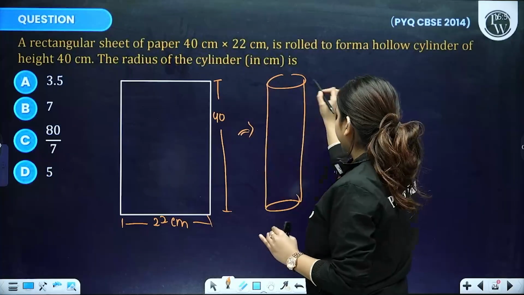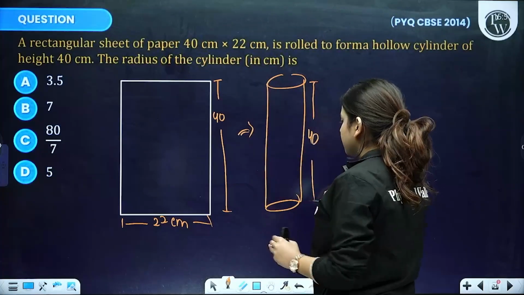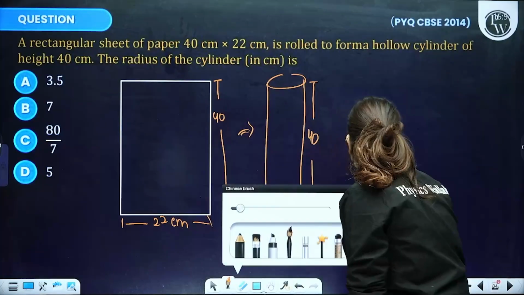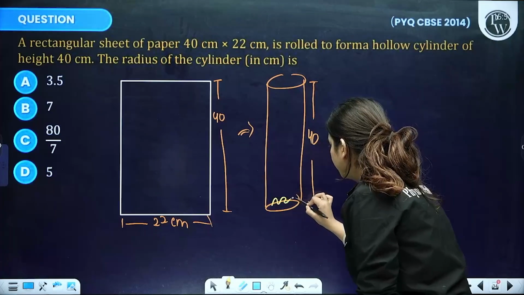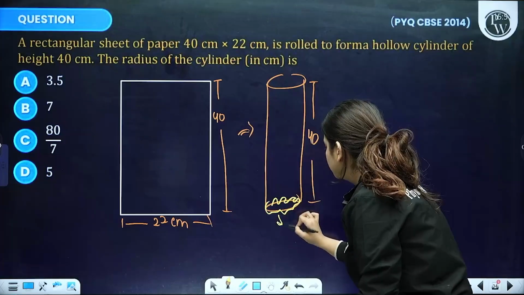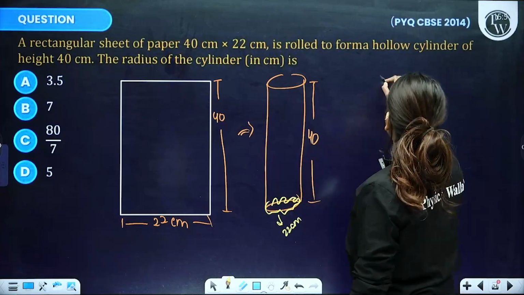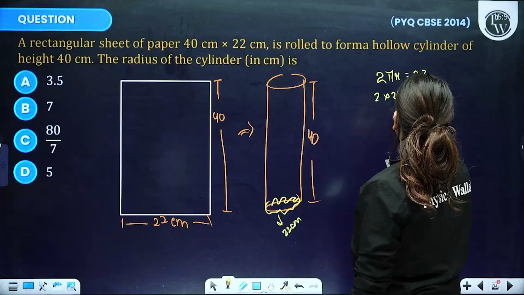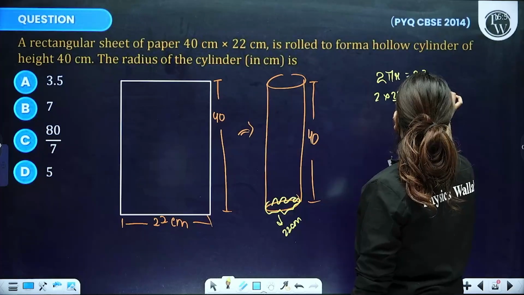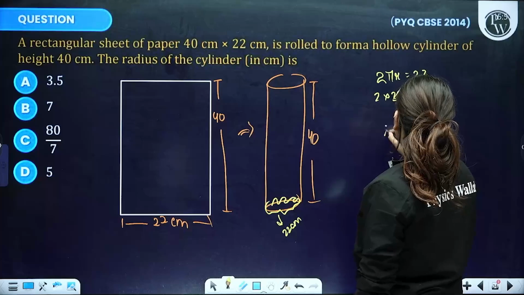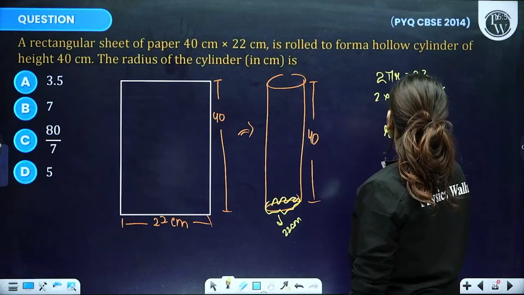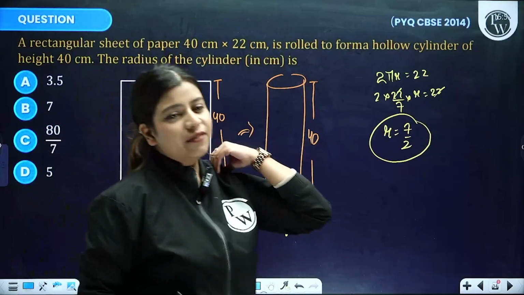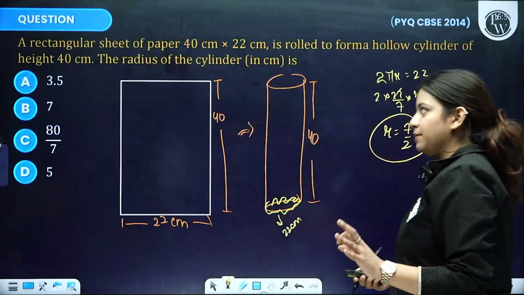The height of the page will still remain as the height. Now what will this 22 centimeter become? This 22 centimeter becomes the circumference, this part. So we can say 2 pi r is equal to 22. 2 into 22 by 7 into r is equal to 22. So r is equivalent to 7 by 2 centimeter. So the radius will be equivalent to 7 by 2 centimeter, as simple as that.